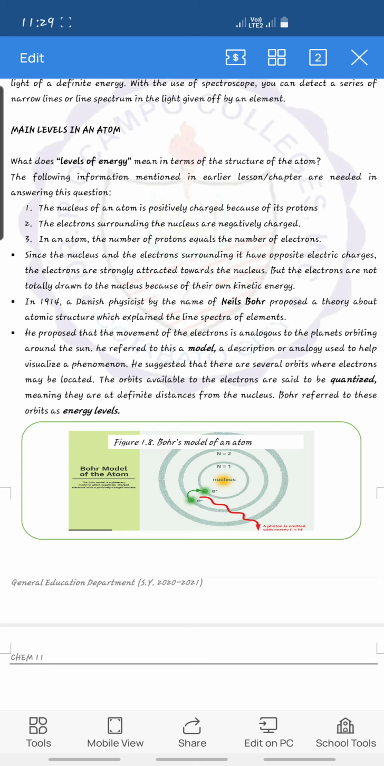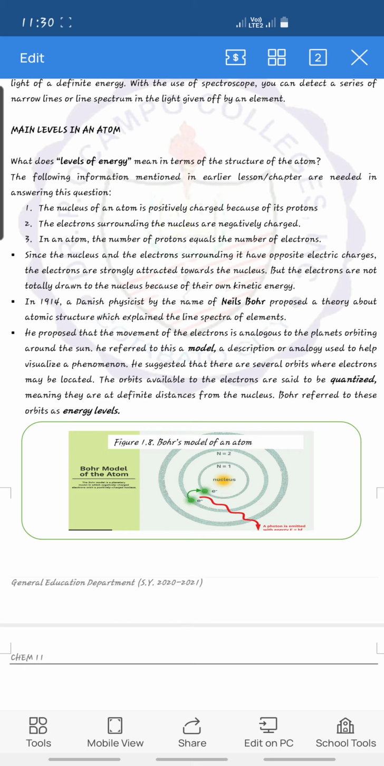So how can we get the levels of energy in a certain atom, or what does levels of energy mean in terms of the structure of the atom? There are the following steps in defining or getting the levels of energy. First, the nucleus of an atom is positively charged because of its protons. That is actually a constant.